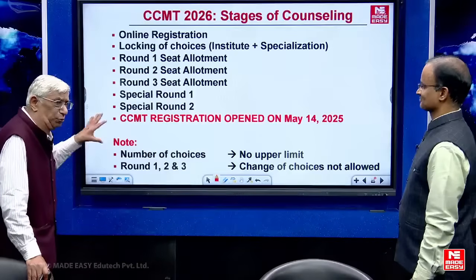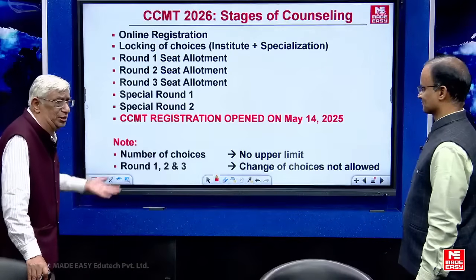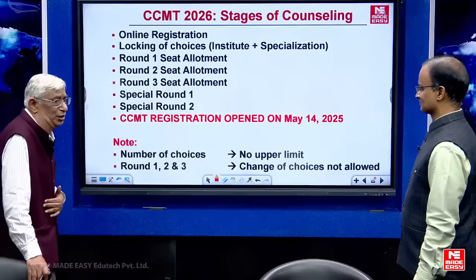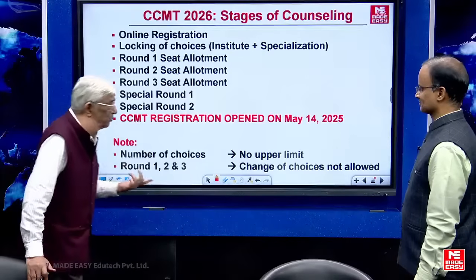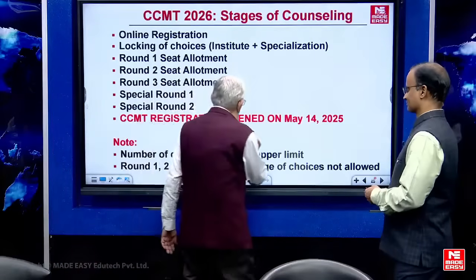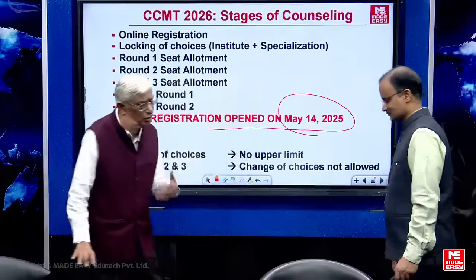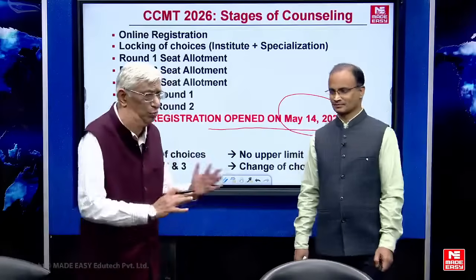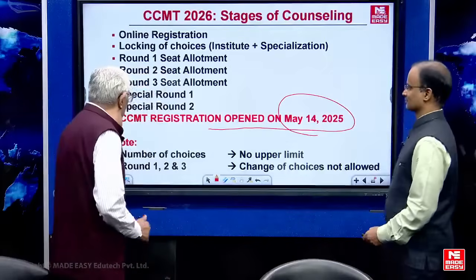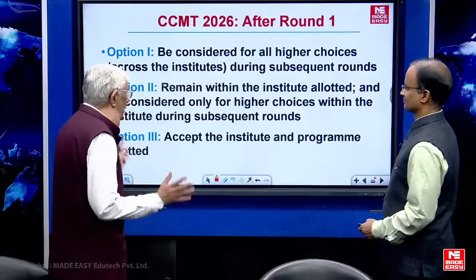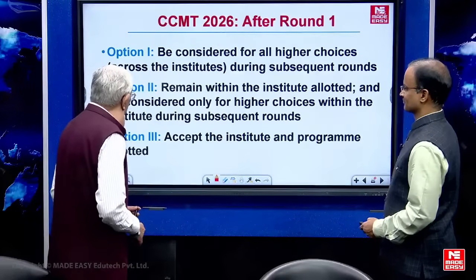The details of the process we will be discussing in separate sessions for each branch separately as soon as the CCMT advertisement is released. Last year, as I was mentioning, the registrations opened on the 14th of May. So this year it's likely that it will open plus minus 1 day. There is no limit on the number of choices, and the first 3 rounds are obviously critical.